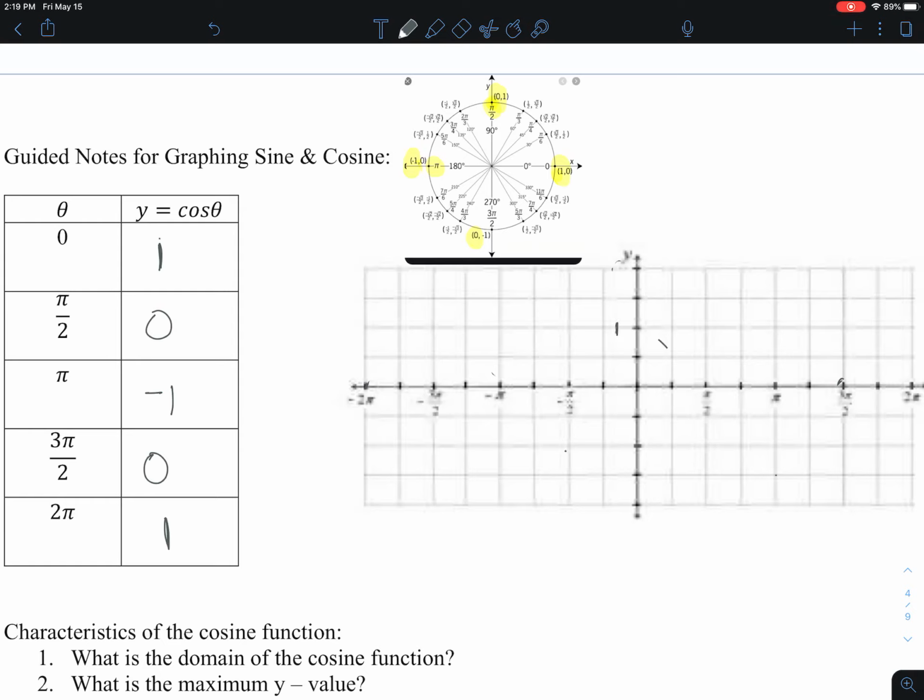So I'm going to do what I did yesterday. This is going to be 1 and this is going to be 2. So at 0, cosine is 1. At pi over 2, cosine is 0. At pi, cosine is negative 1. At 3 pi over 2, cosine is 0. And at 2 pi, cosine is 1 again.